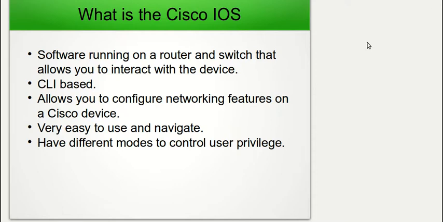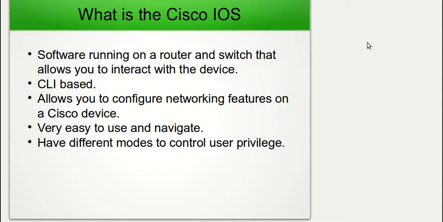As an example, we may not want everybody to be able to access a device and configure different features and functions. We would give those people a different privilege level than, let's say, our network admins, who would have to access the device to configure the features and the functions. So by having different modes, we can control access to the device and we can control what people can do on a switch or on a router.